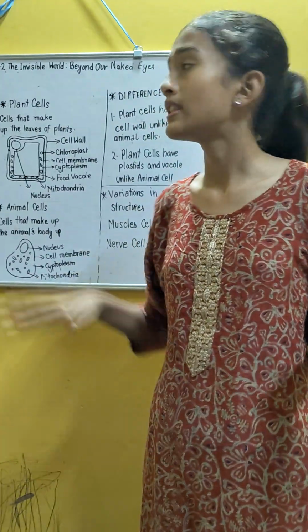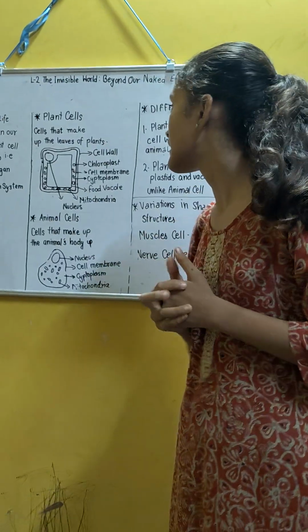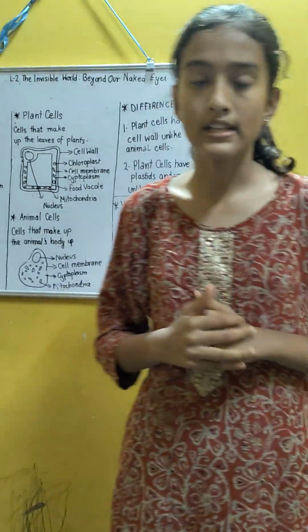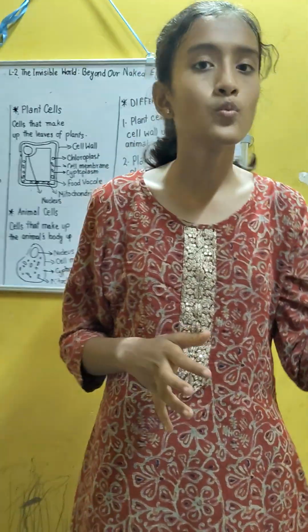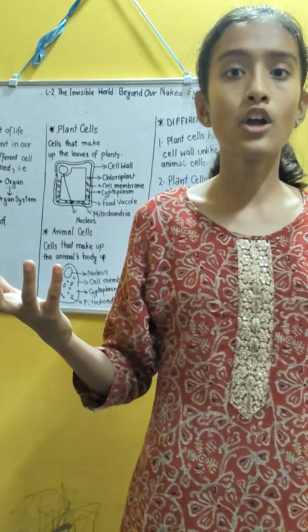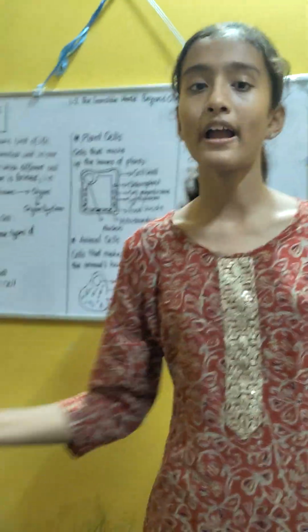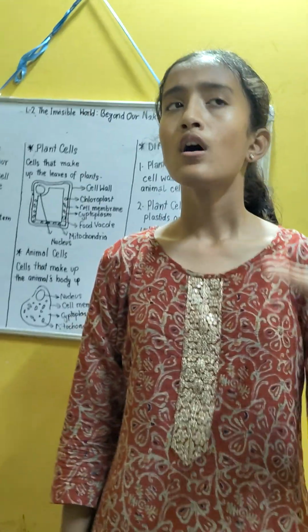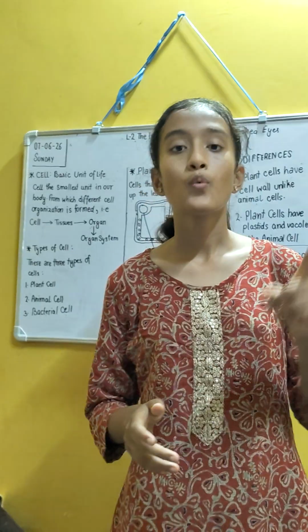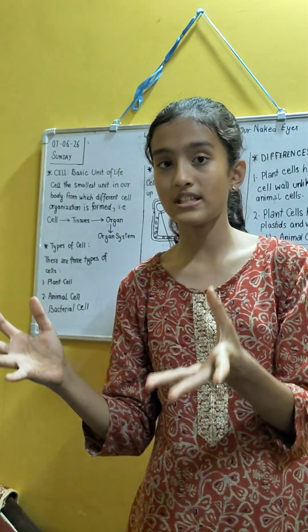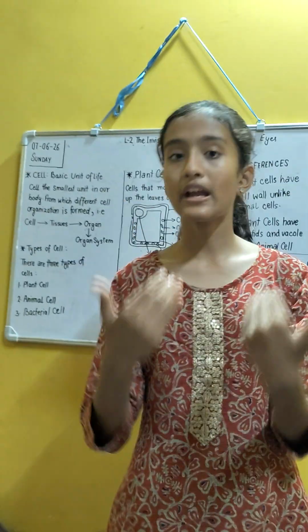When we hear the invisible world beyond our naked eyes, what comes to our minds? The invisible things that cannot be seen with our naked eyes. These are also known as microorganisms. Now, if we cannot see with naked eyes, what can we see with? We can see with special devices also known as microscope.